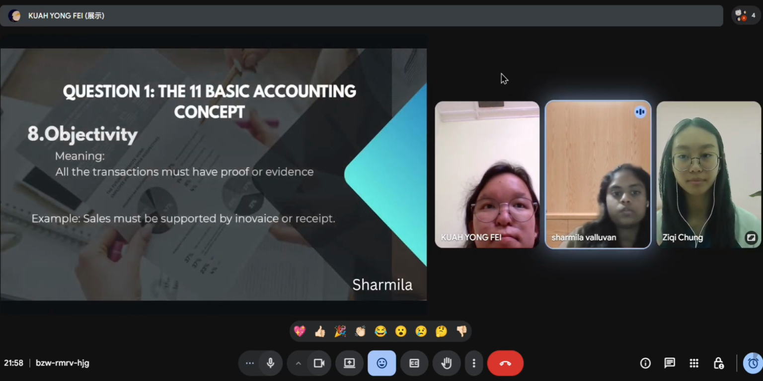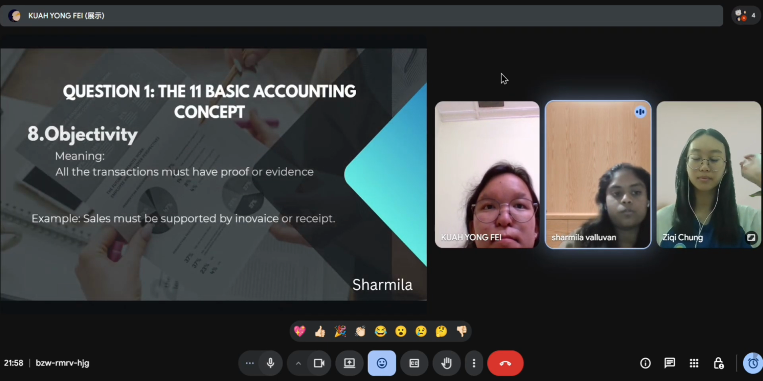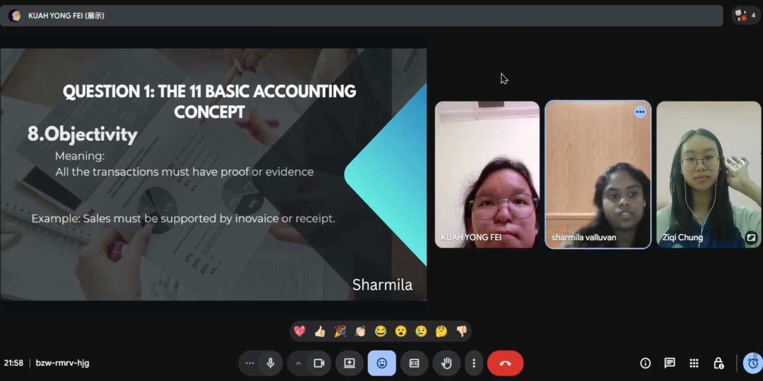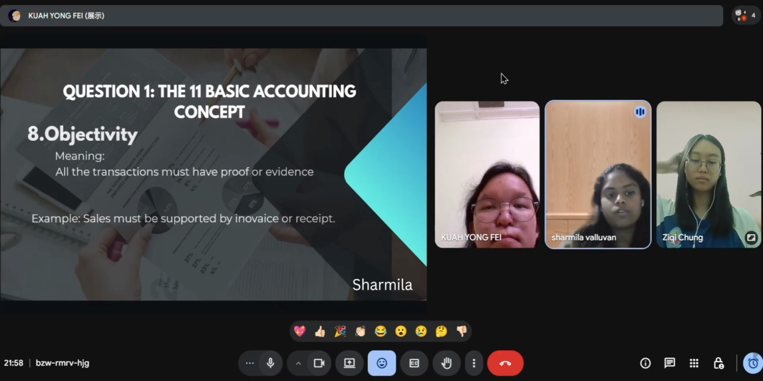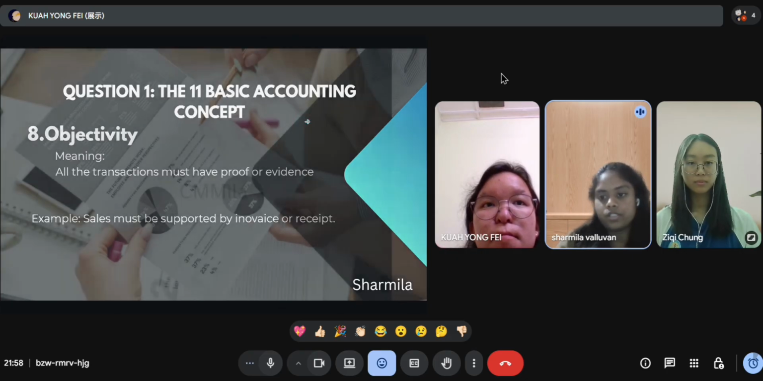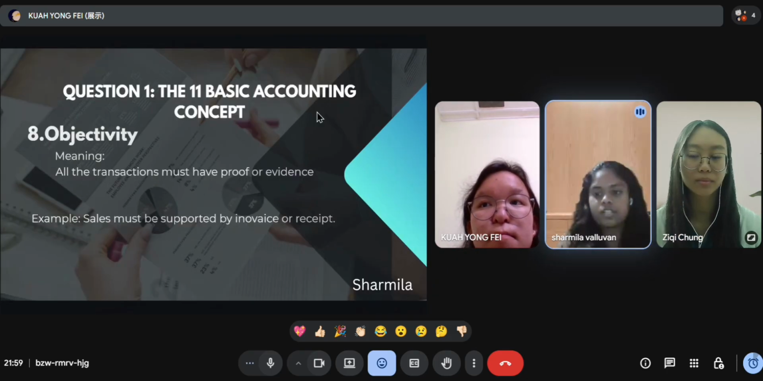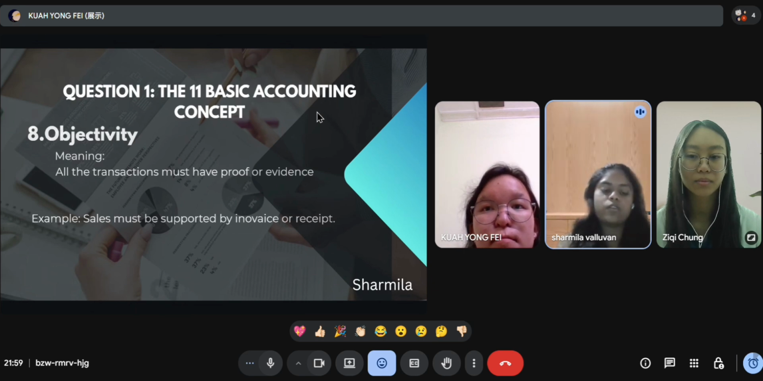Thank you, Ziqi. So, the next basic accounting concept is objectivity. The meaning of objectivity is that all transactions must have proof or evidence. For example, sales must be supported by an invoice or receipt. Ali bought goods for 500 and has a receipt. The receipt is proof of the transaction. So transactions must be supported by evidence and documents.